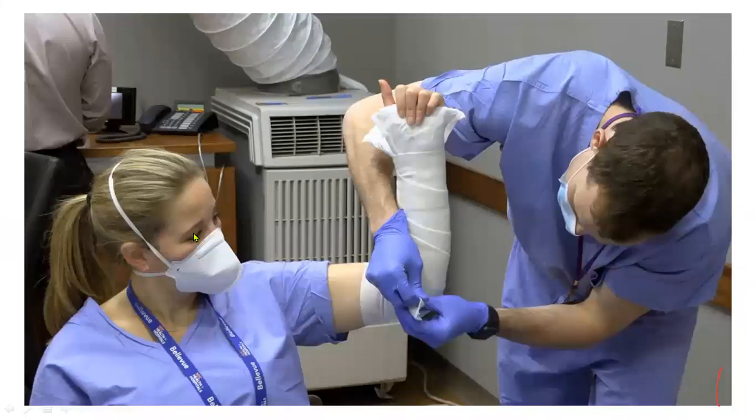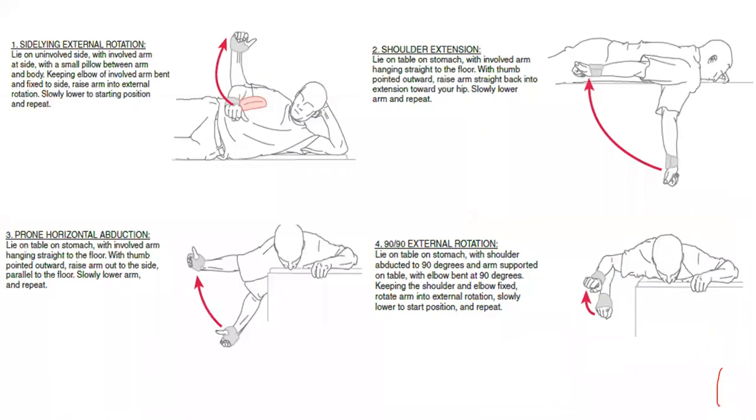So this is exactly the replication of the sugar tong thumb spica cast on a patient's left forearm. There are some different exercises that should also be prescribed in the initial phase of the rehabilitation: the side lying external rotation, the shoulder extension as well as the external rotation, which is known as the 90-90 external rotation, and the prone horizontal abduction.